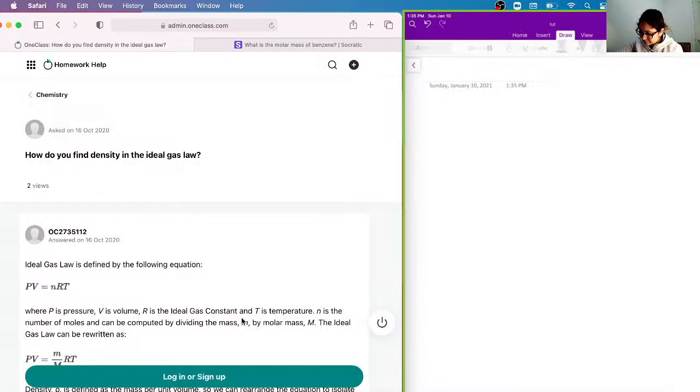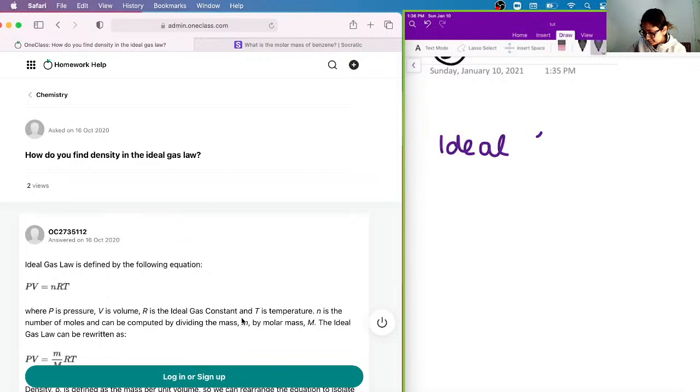Our next question says, how do you find density in the ideal gas law? So for the ideal gas law, the formula is PV, which is pressure times volume, is equal to the number of moles times the ideal gas constant times your temperature, right?